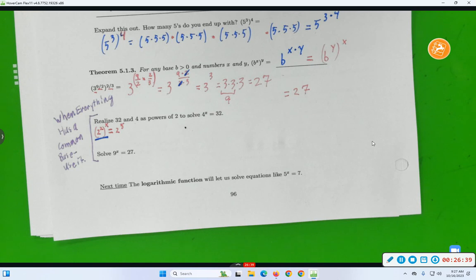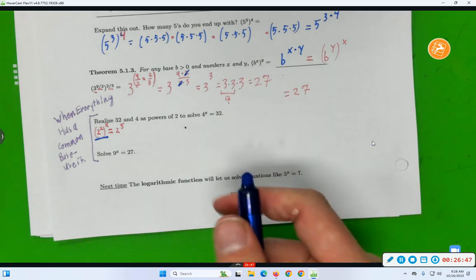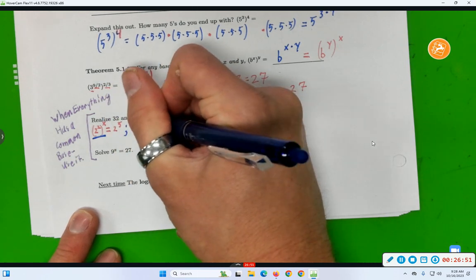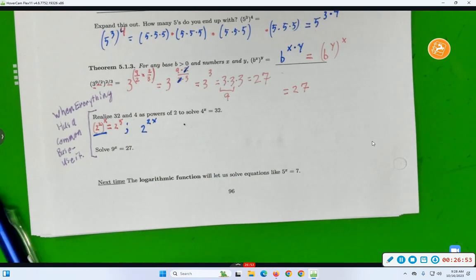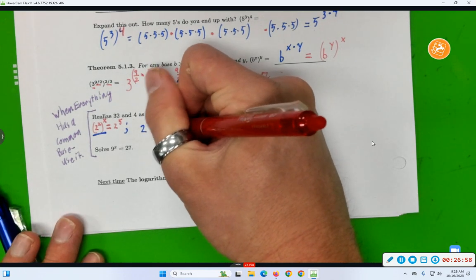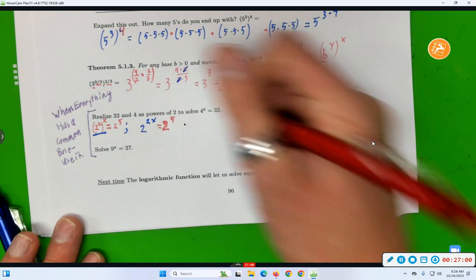I could rewrite that as 2 raised to the power 2x. Nice. So this is going to become 2 raised to the 2x equals 2 to the power 5.